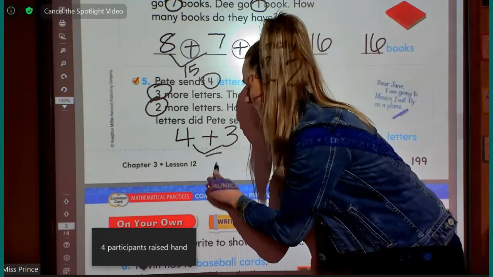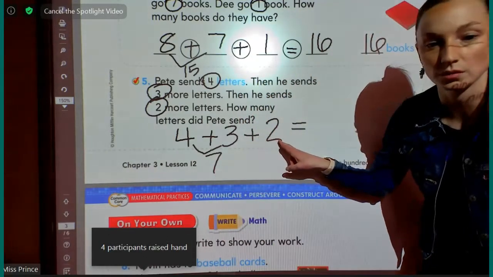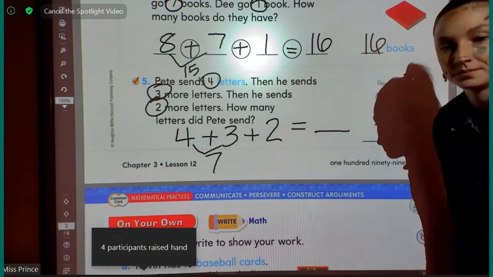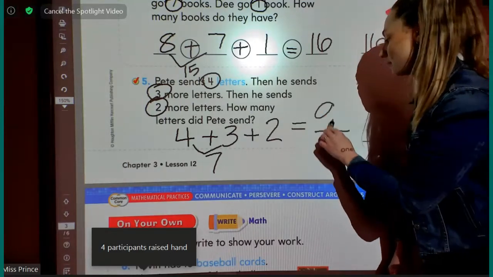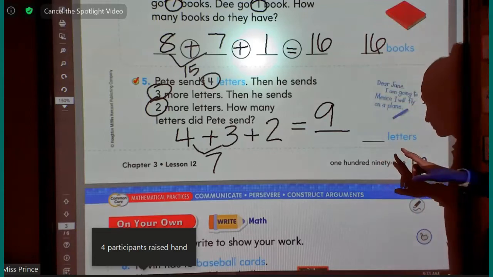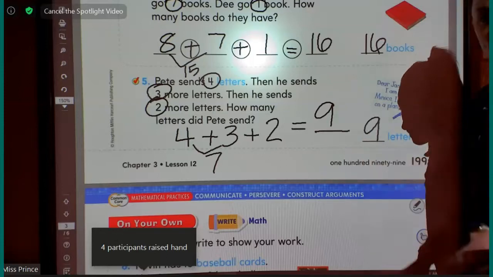Seven. Good job. So our last step, Alakai, is to add 7 plus 2. Can you tell me what the total is? 9. Great job. So how many letters did he write all together? 9. Excellent job, Alakai. Thank you.